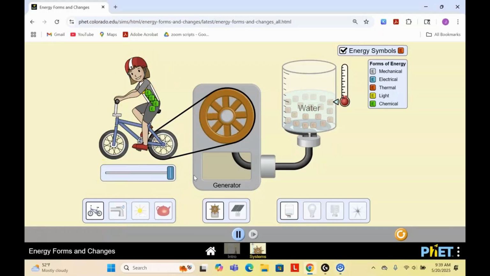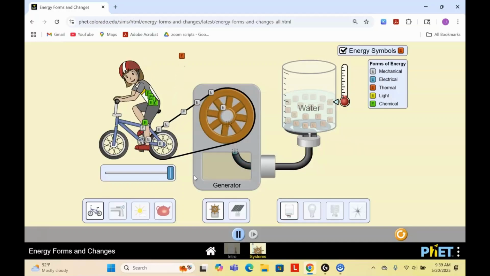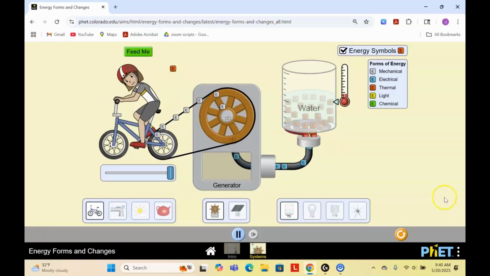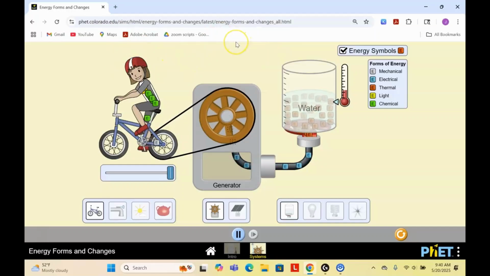As he pedals, that energy turns into mechanical energy, spinning the wheel. The wheel drives a generator, which resists motion, so mechanical energy is converted into thermal energy, heating the water. When the boy runs out of energy, he has to eat more to keep going. The sun ultimately powers all of this through nuclear fusion.